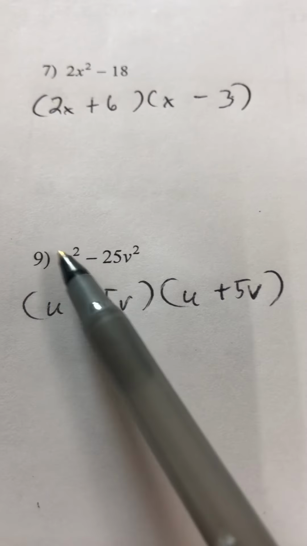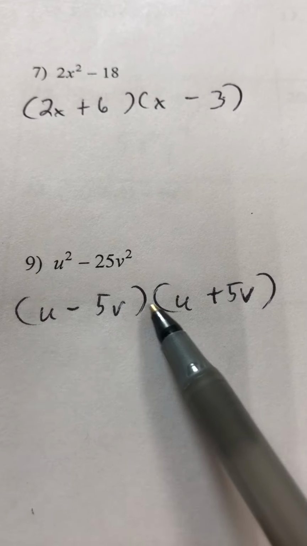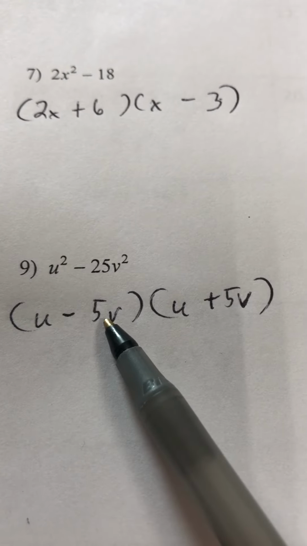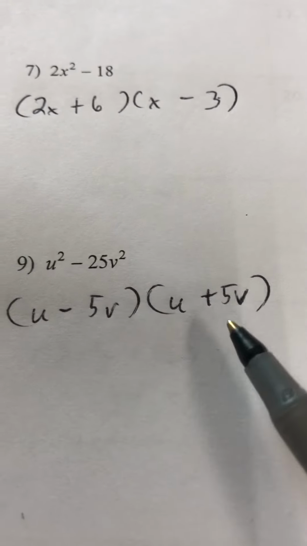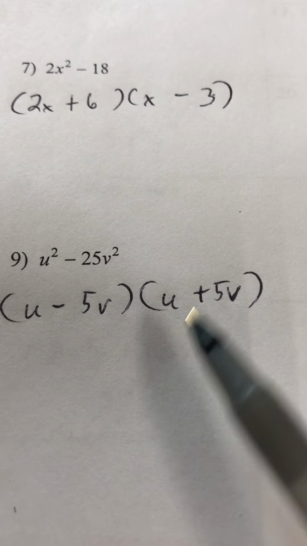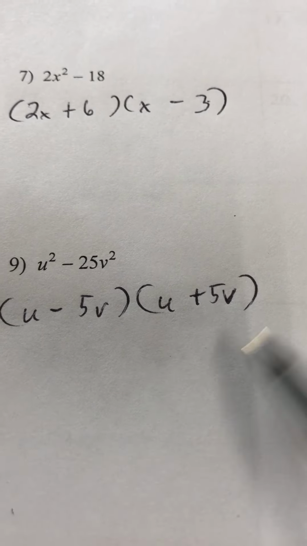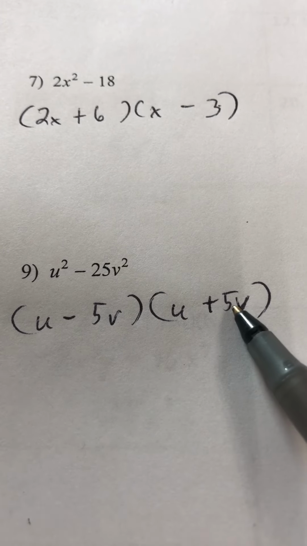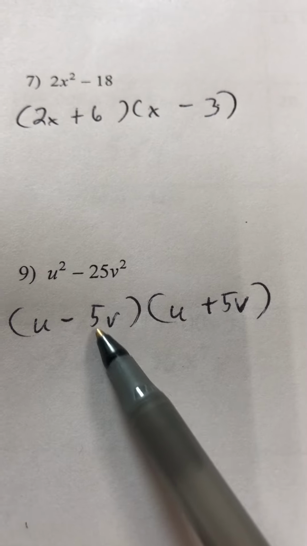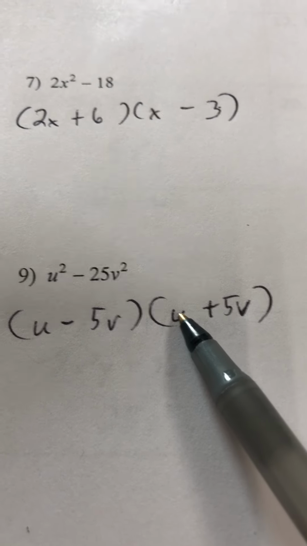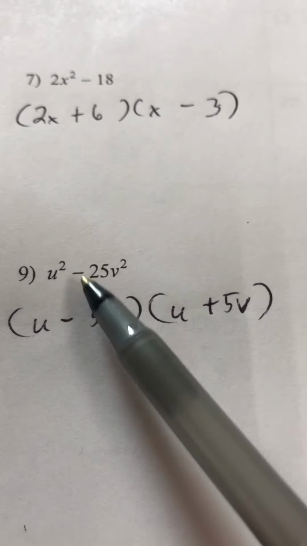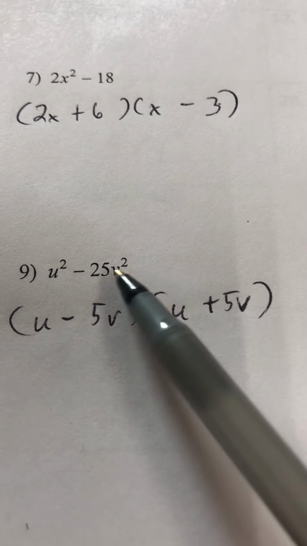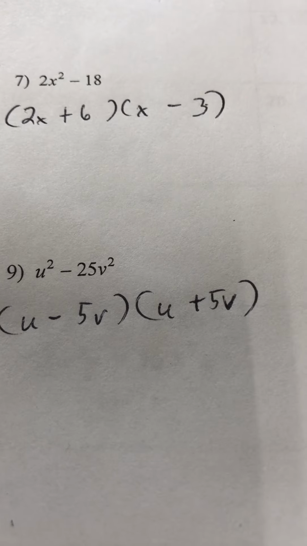For number 9, you're going to have u squared, so u times u. And then you have this negative 25v squared. Well, you're just going to break that up into 5 times 5 and put a v with each one. Make one negative, make one positive. So that when you do, thinking about the FOIL method, the outsides, when you multiply the outsides, you're going to have a positive 5uv, and on the inside, you're going to have a negative 5uv, and so they cancel out. So you're just left with negative 5v times a positive 5v gives you negative 25v squared.